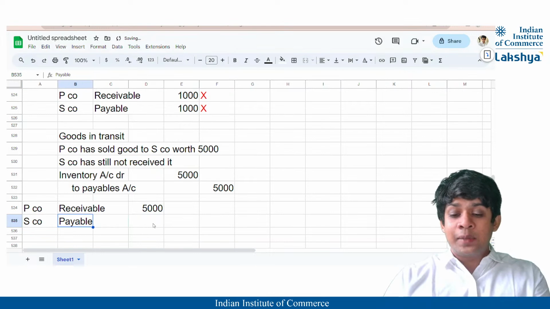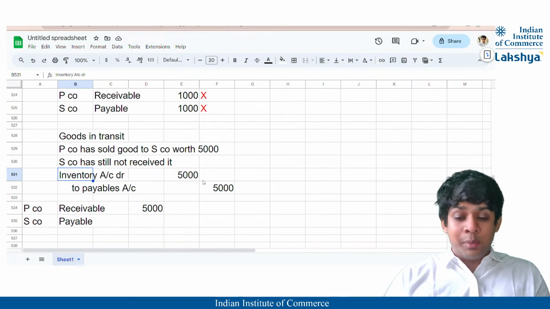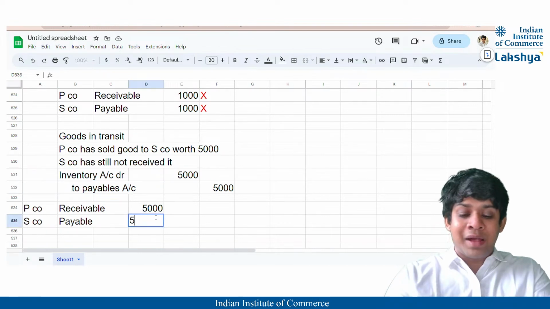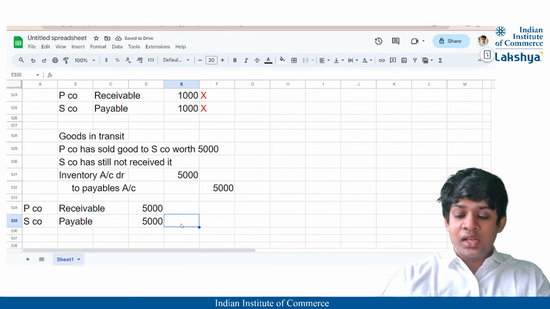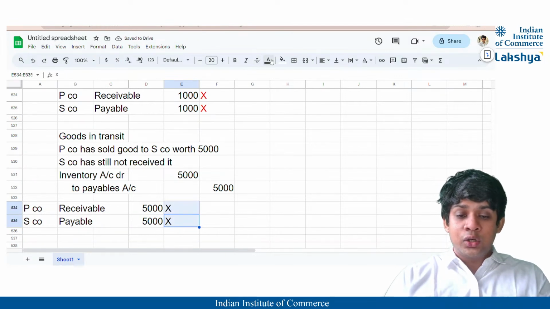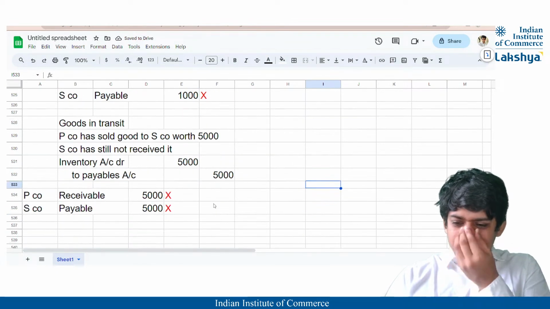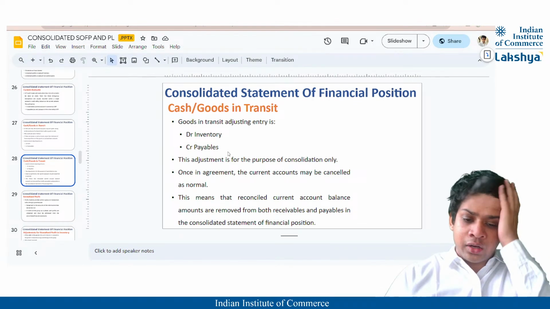So in order to recognize that payable of 5,000, I will pass this journal entry as if the goods we have already received. So inventory account debit 5,000 and to payables we have made. So now the payables will be matched with the current accounts, 5,000 and 5,000, and this will be cancelled out, because this is an intra-group transaction. I hope this is clear to you all. So this was goods in transit and also cash in transit that I've explained here.